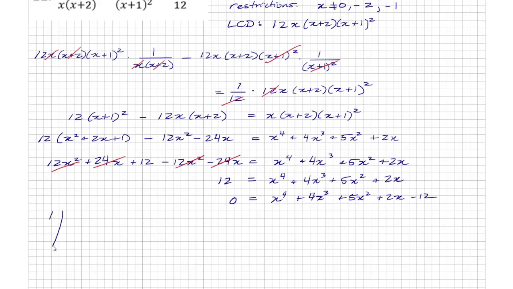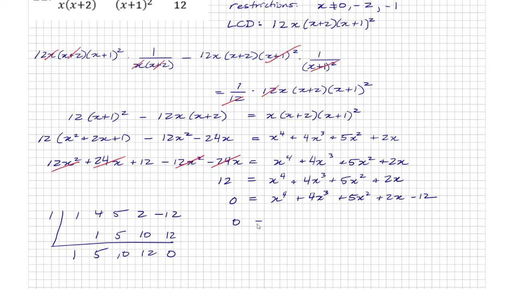I've got 1 over here, and then I use all the coefficients: 1, 4, 5, 2, negative 12. Bring the 1 down. Comes 1. This is 5. This is 5. That's 10. That's 10. That's 12. That's positive 12. And that's 0.